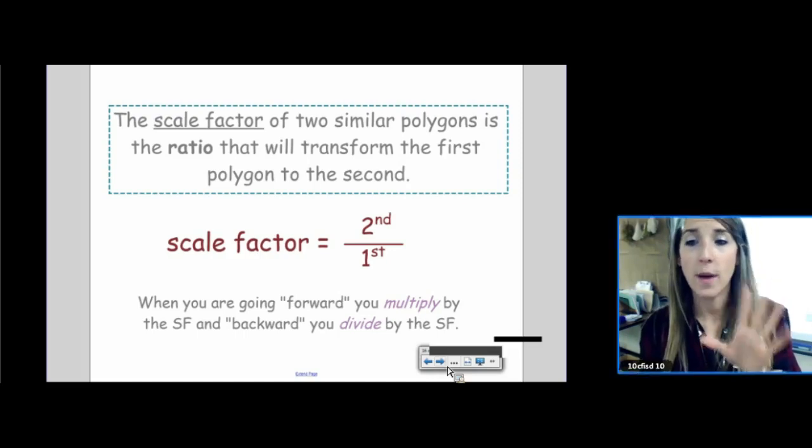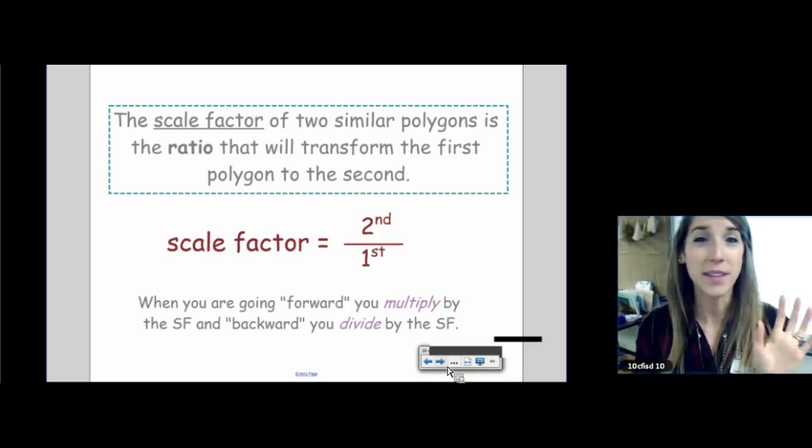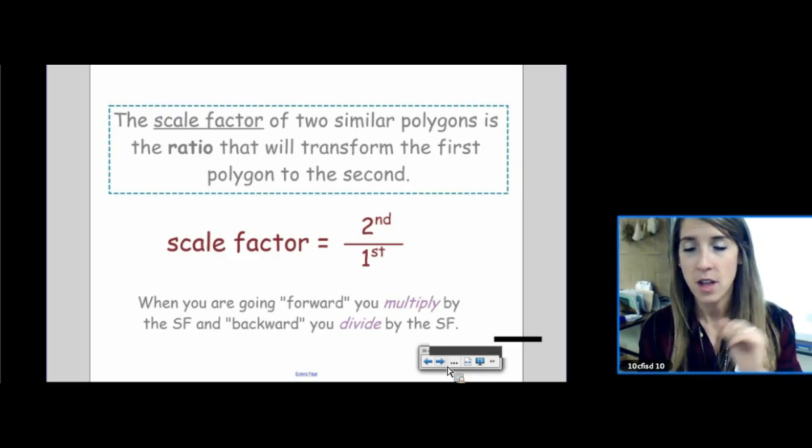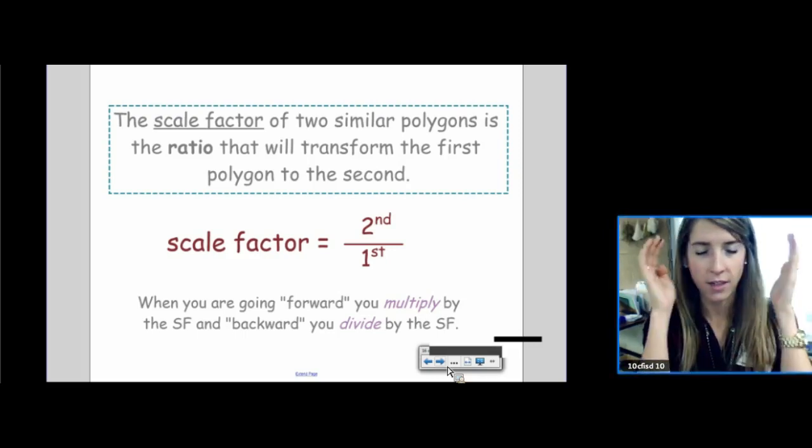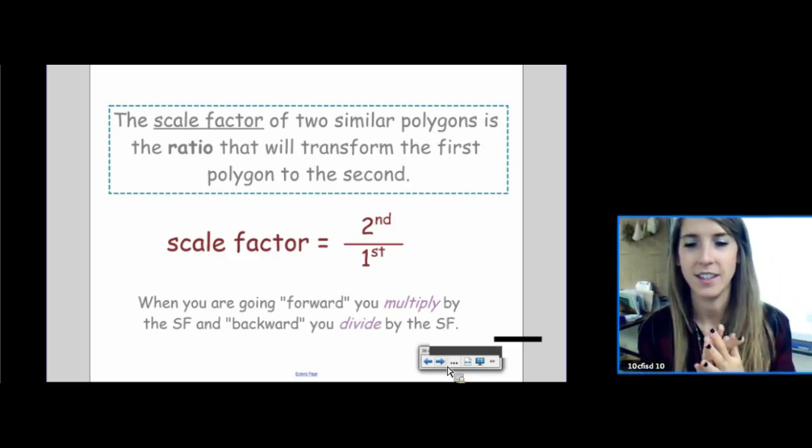So I need you to walk away knowing that scale factor is second over first. You might not know what that means yet. We'll do some examples, but I want you to think second over first, second over first, second over first. That's scale factor, and that's important.